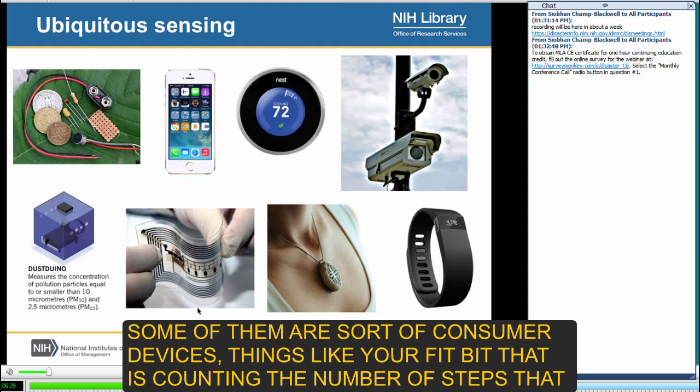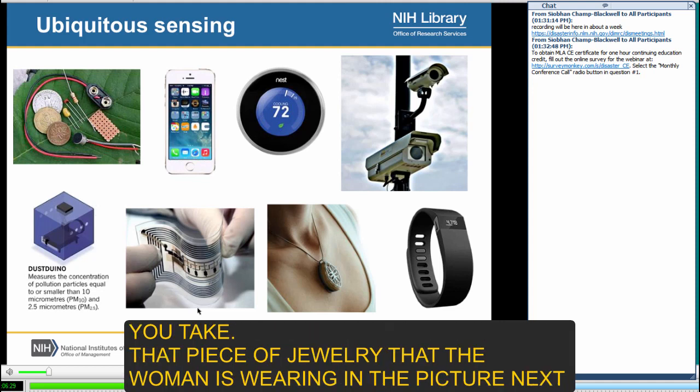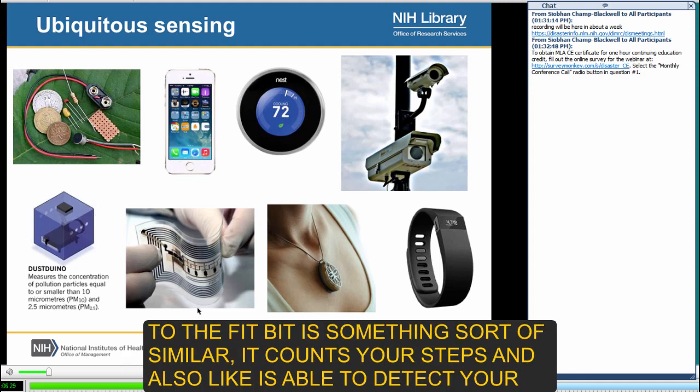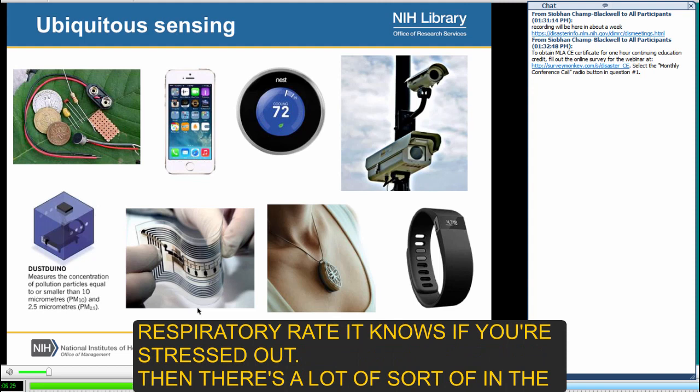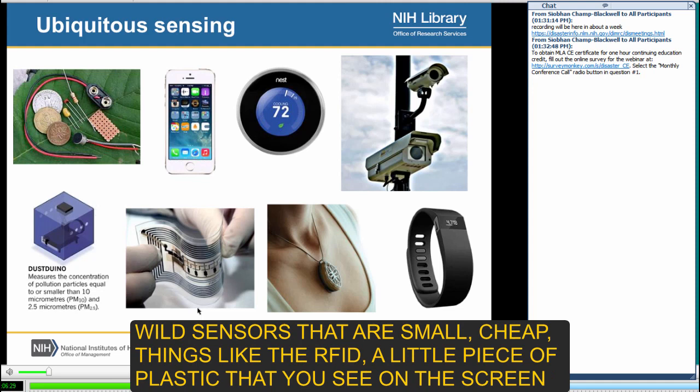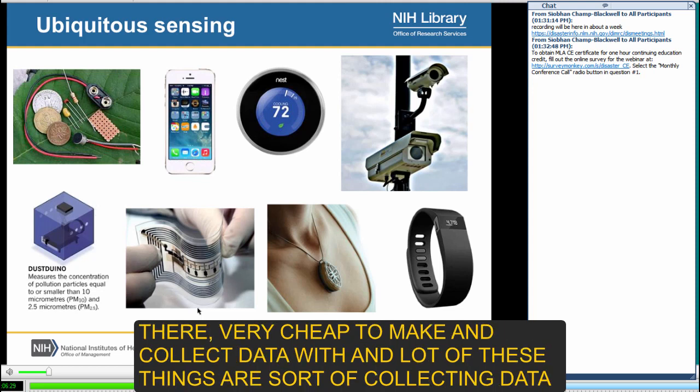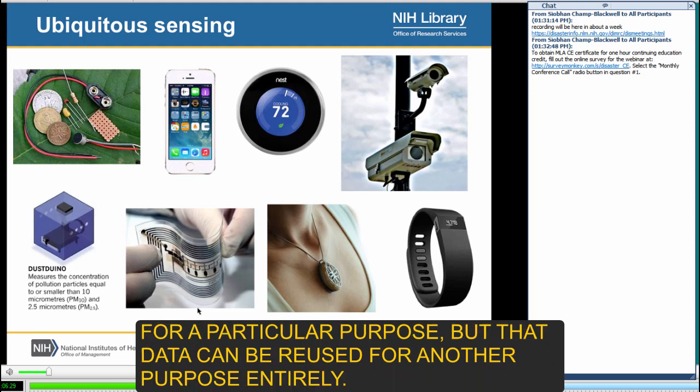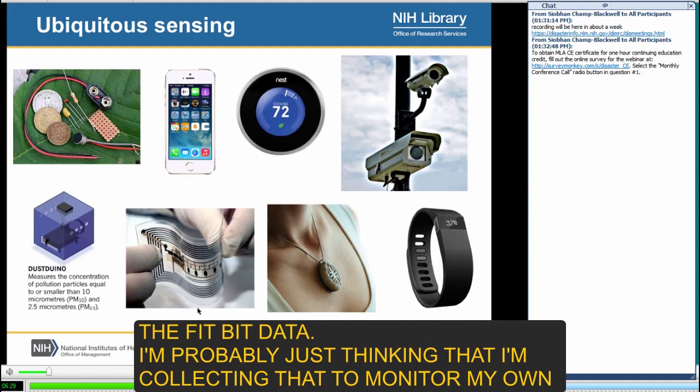Some of them are consumer devices, things like your Fitbit that's counting the number of steps that you take. That piece of jewelry that the woman is wearing in the picture next to the Fitbit is something similar. It counts your steps, and it also is able to detect your respiratory rate, so it knows if you're stressed out and that kind of thing. And then there are a lot of in-the-wild sensors that are small, cheap things like the RFID, the little piece of plastic that you see on the screen there, very cheap to make and to collect data with. And a lot of these things are collecting data for a particular purpose, but that data can be reused for another purpose entirely.